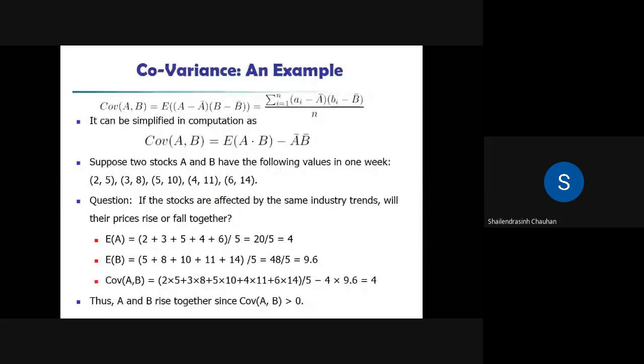Now, the summation of A I into B I, that is 2 into 5 plus 3 into 8 plus 5 into 10 plus 4 into 11 plus 6 into 14, divided by N as per the formula that is already given, minus, what is the value of N? N is nothing but the total number of records that we are having. It is 5. We are having records of 5 days. So it is 5 minus A bar, that is 4, into B bar, that is 9.6. The value that you are having will be 4. So covariance of A and B is equal to 4.